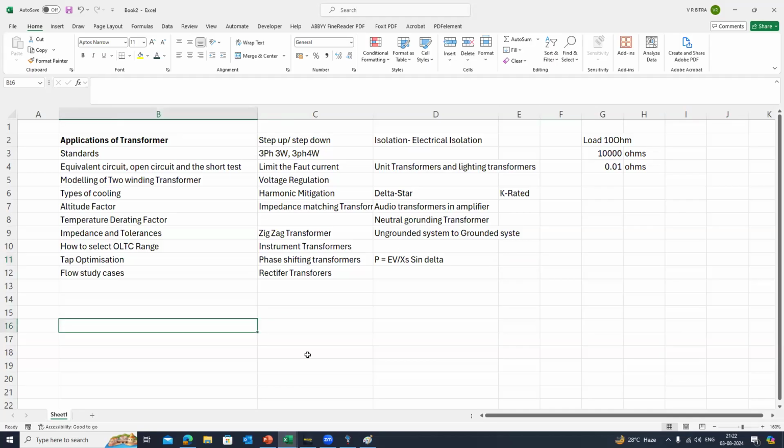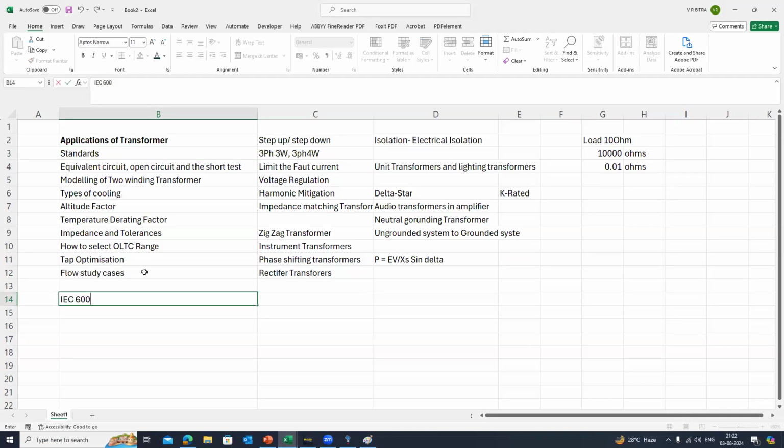So this is about the applications of the transformer. Next, coming to the standards of the transformer. We know there are many standards, but as far as the transformer is concerned, we are trying to focus on the standard that is IEC 60076. As a part of IEC 60076, I strongly recommend you to go through at least some key important points of it. Let me ask the question: IEC 60076 consists of how many parts? Do you know how many parts IEC 60076 has?